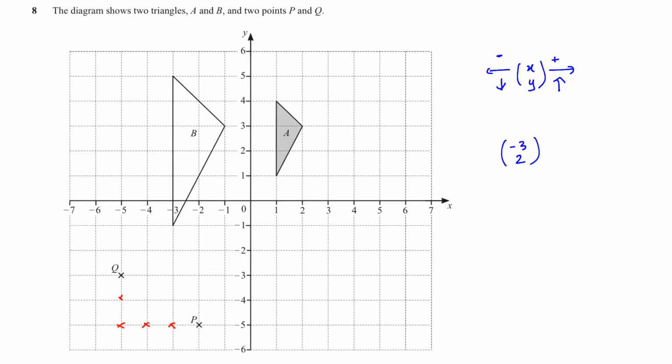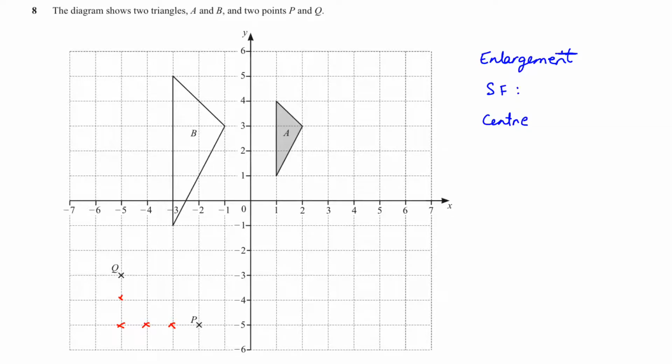So A onto B. You can see that the size has been reduced. So there's a change in size. It means it is an enlargement. Enlargement, and we need to write for enlargement the scale factor and the center. That's how you get your 3 marks.